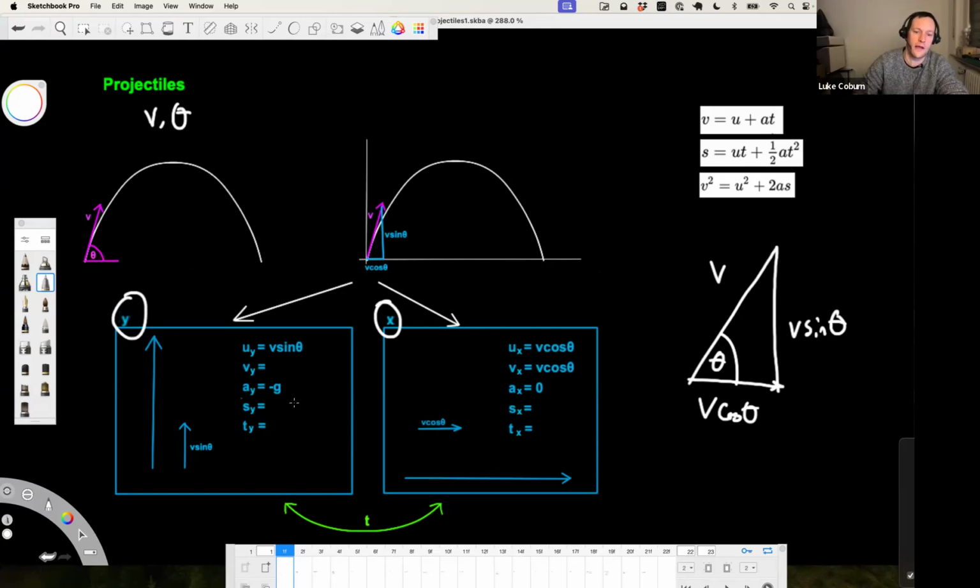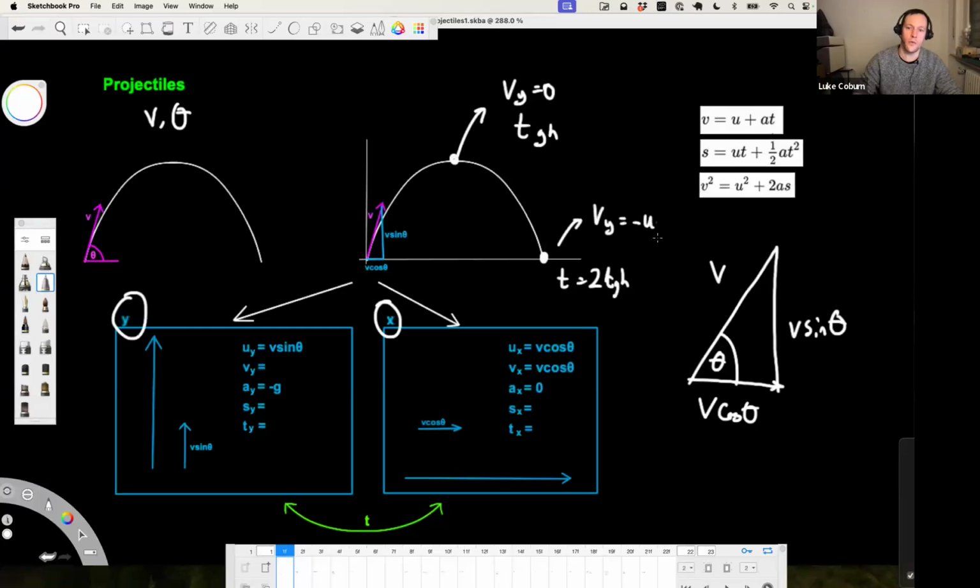A few things that we can say: gravity is only happening in the vertical direction, so gravity in the horizontal is 0. Another thing is when we're at the top of our journey, Vy is equal to 0, and we have a time which we call TGH. When we're at the end, the time is equal to 2 times the time to the greatest height. We also have that Vy is equal to minus Uy.